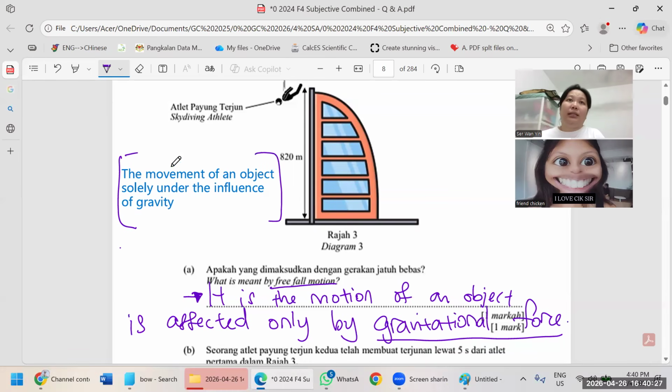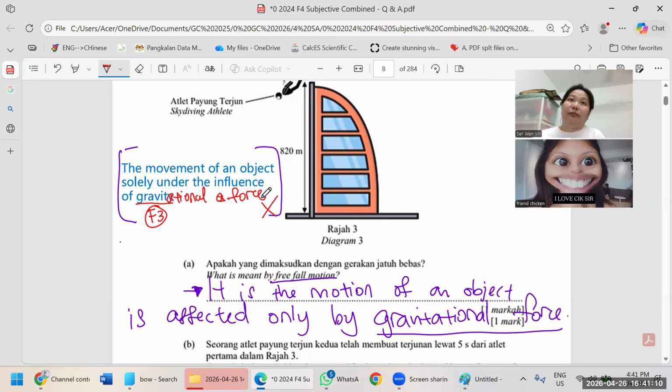Everyone, do you think this sentence can get 1 mark? Sorry, no marks because you just mentioned gravity. That was Form 3, but we are Form 4 already. Please do not write gravity because we got 2: gravitational force and gravitational acceleration. So please write gravitational force.